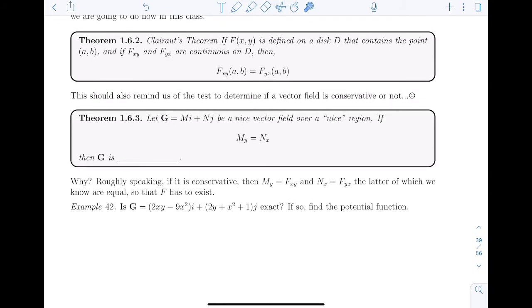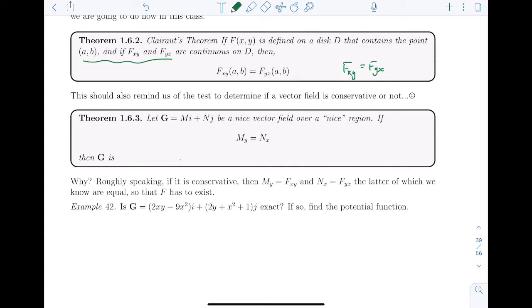Okay, next thing here. Clairaut's theorem, I don't know which pronunciation it is. If f of x, y is defined on a disk D that contains the point (a, b), and if fxy and fyx are continuous, then, all you basically remember from this is that fxy is equal to fyx, with some fine print about being continuous in the rectangle. Most of the functions that we deal with in the rectangles are continuous. So the way you remember this is that you can take partials in any order you want to.